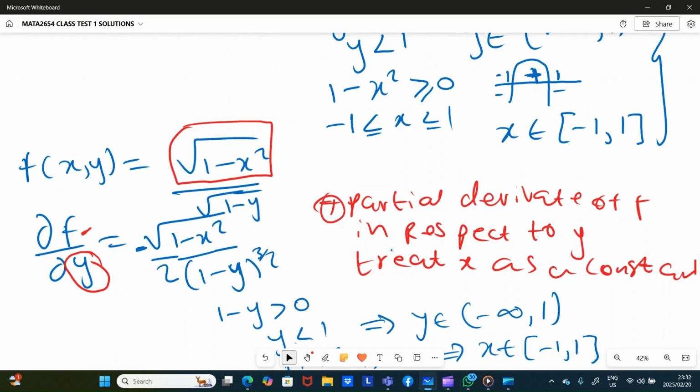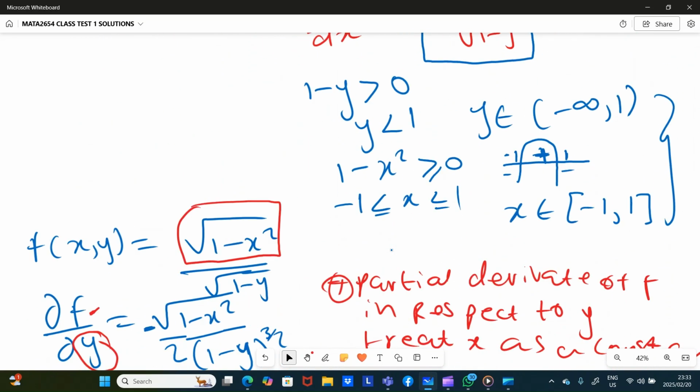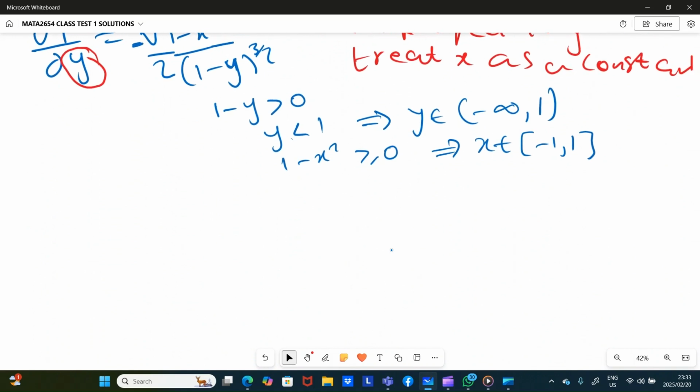So now let's go back to the question. I'm pretty sure people might have forgotten what it was asking. It says we should determine the largest interval I on which the equation dy/dx equals root of 1 minus x squared over root of 1 minus y, with y(0) = 0, will have a unique solution. So where will it have a unique solution? The largest interval. If we try to sketch the unique solution that we are getting here, let's see what it is going to look like.